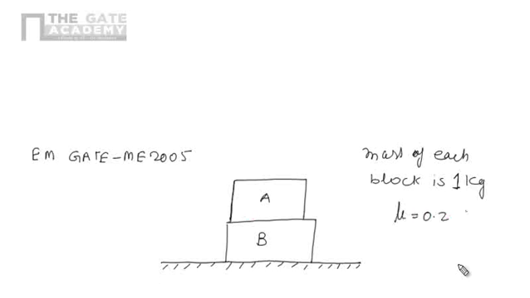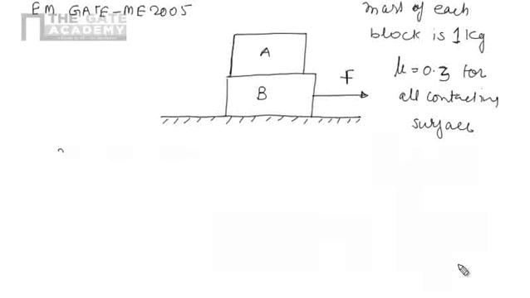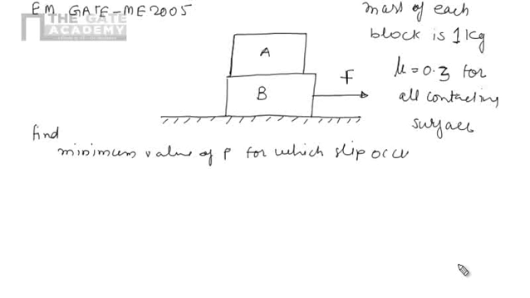So mu equals 0.3 for all contacting surfaces, and a horizontal force is applied on the lower block, that is B. Now we have to find the minimum value of F for which slip occurs between the two blocks.